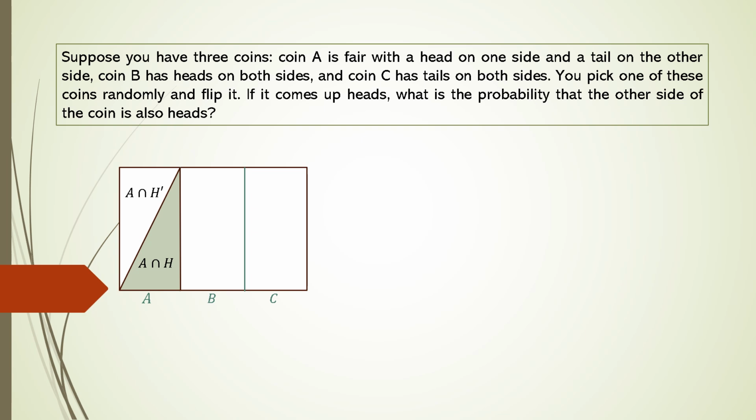Now for B, coin B has two heads. So no matter how you flip it, you will see head. So that is B intersect H. For C, coin C has both sides tails. So you will not see H at all. You would see C and H prime. So now the sample space has divided it into four different parts.